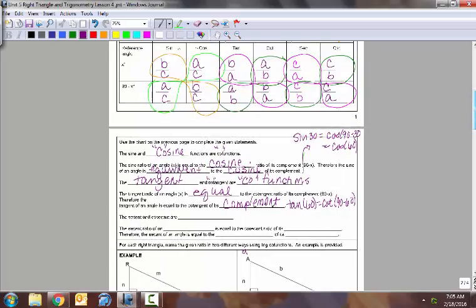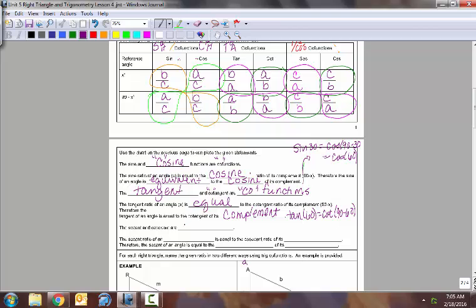The secant and cosecant are co-functions. The secant ratio of an angle is equal to the cosecant ratio of its complement. Therefore, the secant of an angle is equal to the cosecant of its complement.